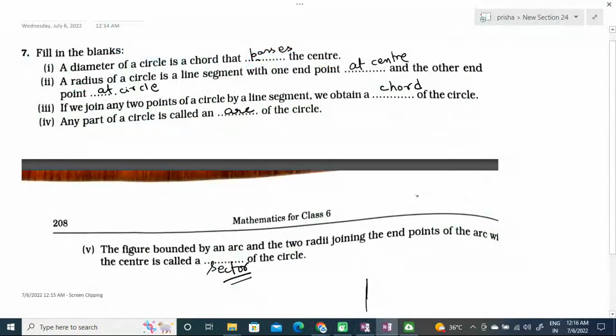Hello, ma'am, I'm there. So these are the fill in the blanks. Diameter of a circle is a chord that passes through the center. Okay, just note it down.